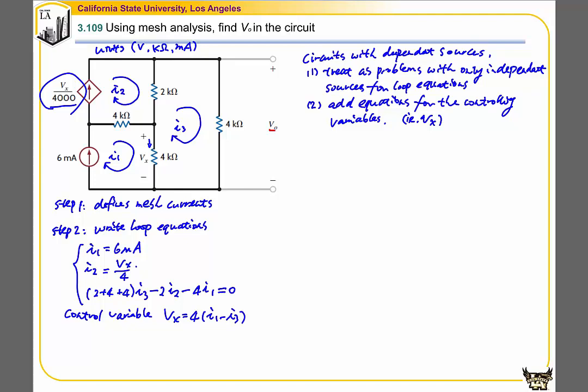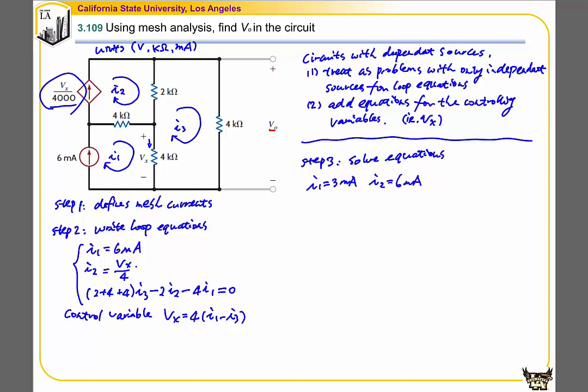Step 3 is to solve the equations. We can find I1 equal to 3 milliamp, I2 equal to 6 milliamp, and I3 equal to 3 milliamp.